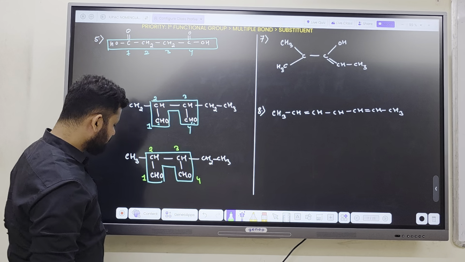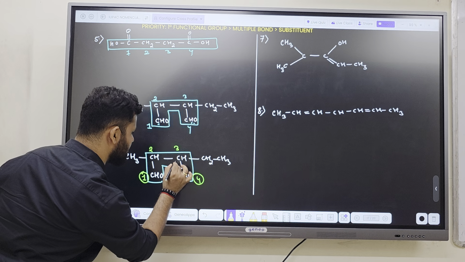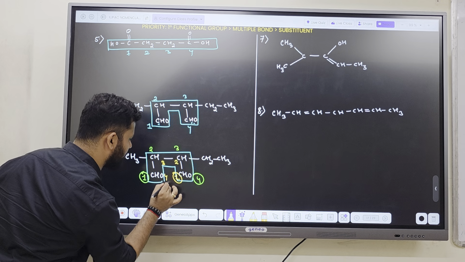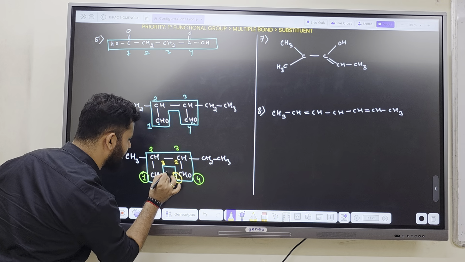And if I had to go in the opposite direction, that is 1, 2, 3, 4, my functional group is still at 1 and 4. That means the conflict cannot be resolved at the functional group level, and hence I must go to the next step, that is multiple bonds. But in this case, no multiple bond is present, and hence I will go to the next step, that is substituents.